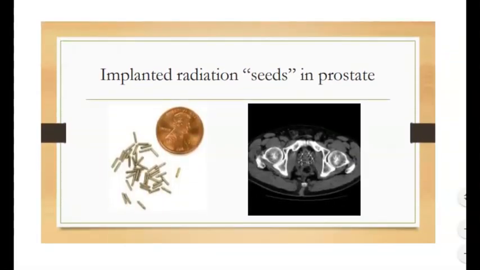This is one fairly common use for implanted radiation. We talk about seeds, which they use in prostate cancer therapy. You can see as compared to a penny how tiny these little seeds are. And you can see on the imaging to the right where the center looks sort of lit up by stars. Those are implanted radiation seeds in somebody's prostate.